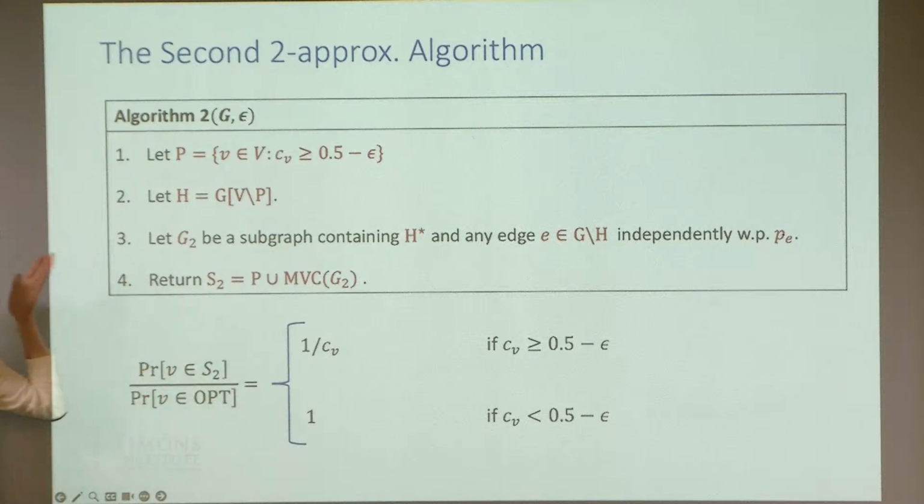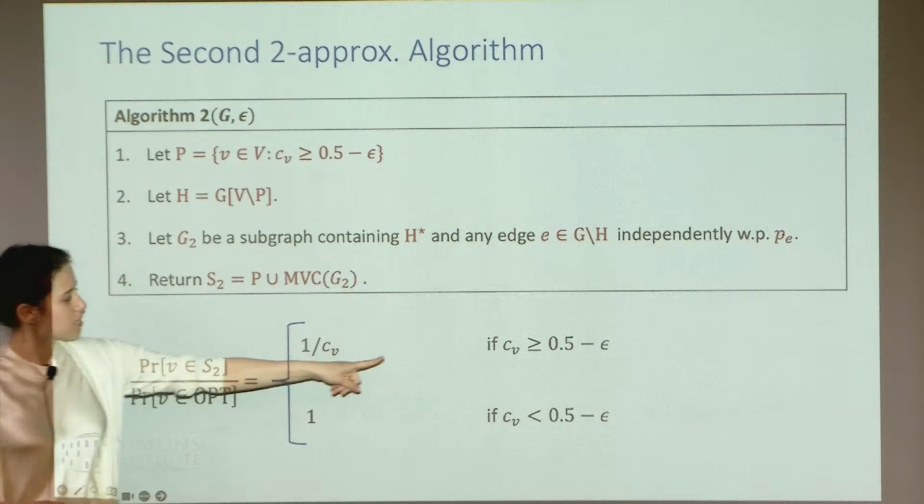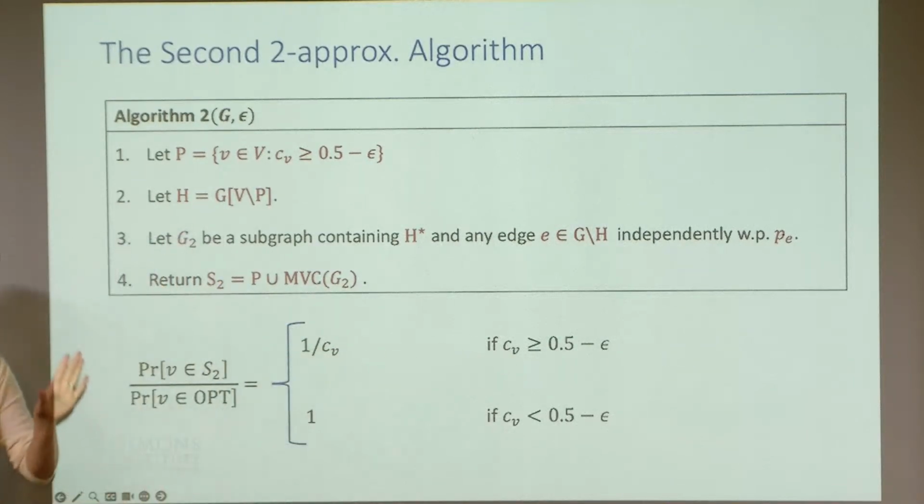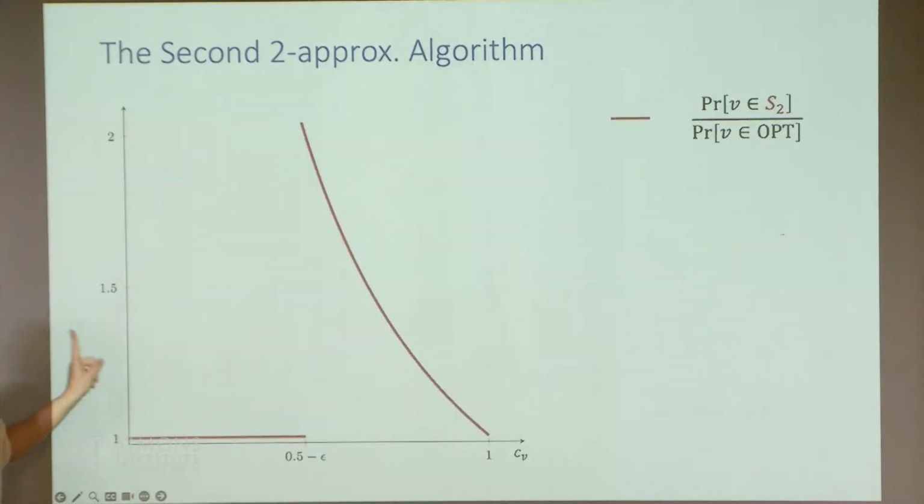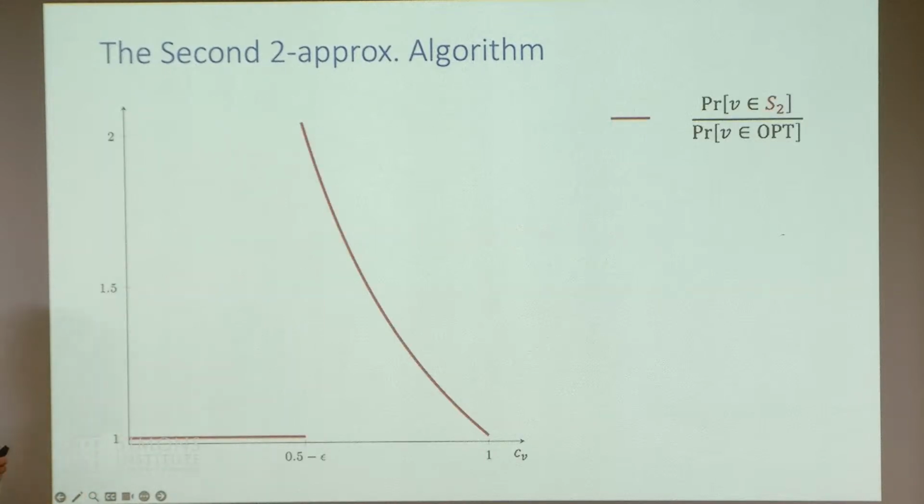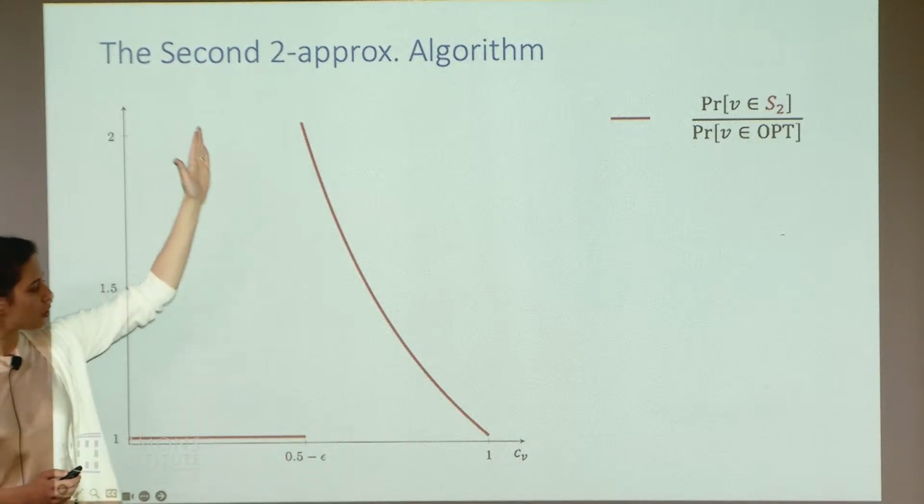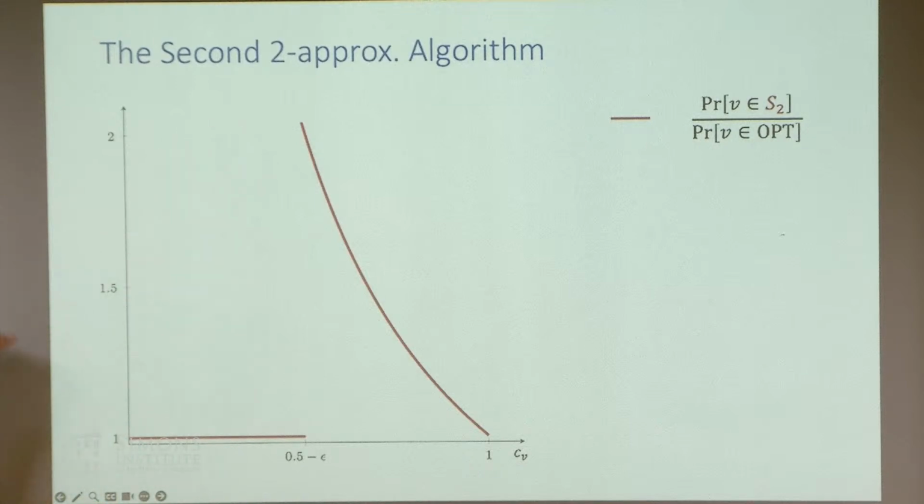It's clear that this term is just one, because it's only for vertices whose CV is larger than half minus epsilon. This is also always upper bounded by 2 plus epsilon. I'm just going to plot this function. This is its plot. So for all the ones that have CV from 0 to half minus epsilon, you get a per vertex approximation ratio of 1. For the rest of them, it peaks at half. So clearly, it's a half approximation ratio.